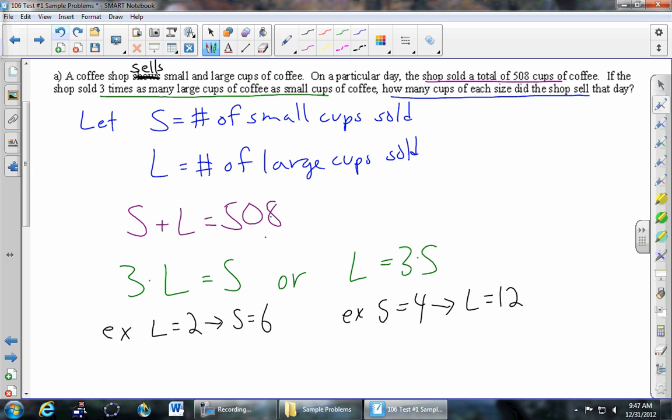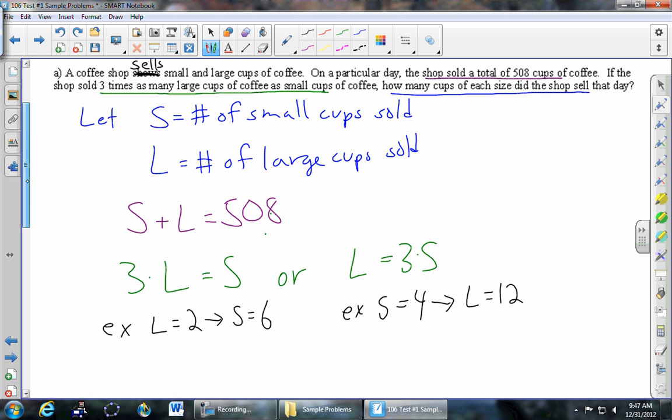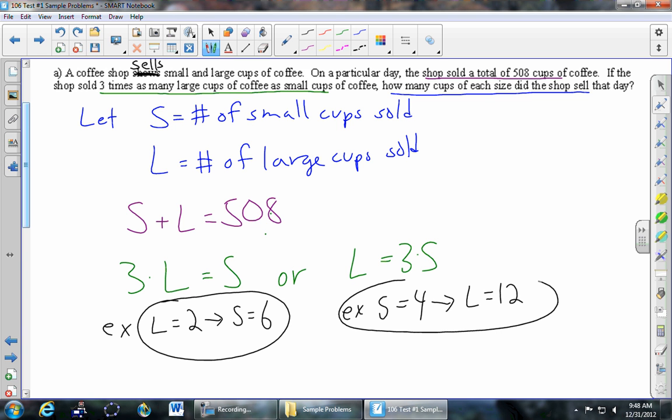Okay, only one of those 2 sets of numbers here in black captures the information in the problem. So again, it says 3 times as many large as small. So which number am I expecting to be bigger? I'm expecting to sell more large cups of coffee than small. 3 times as many, in fact. So the number for the large cups should be triple the number for the small cups. So which of our sets of numbers here at the bottom gives that to us? Is the L number bigger than the S number in that one? No, it's the wrong way. Is the L number bigger than the S here? Yes, it's exactly 3 times bigger.